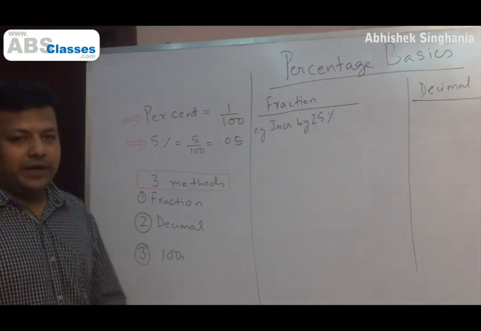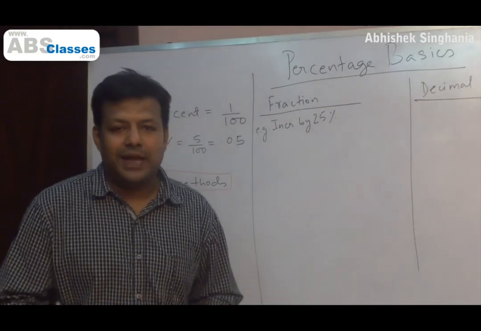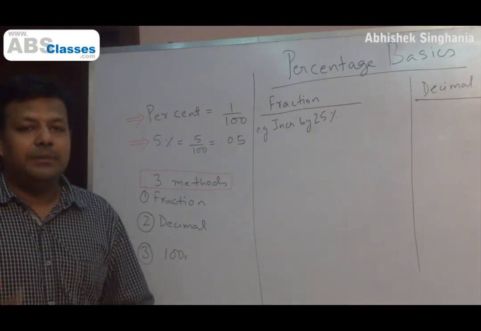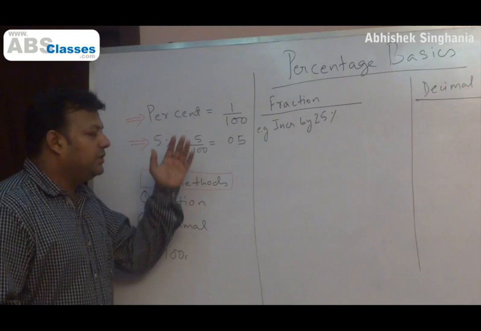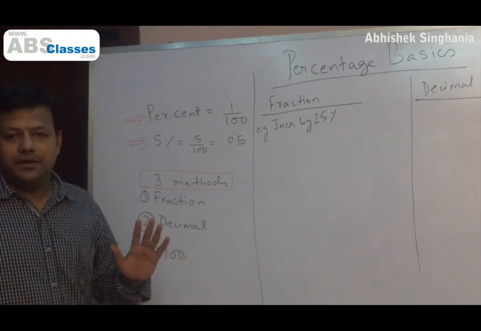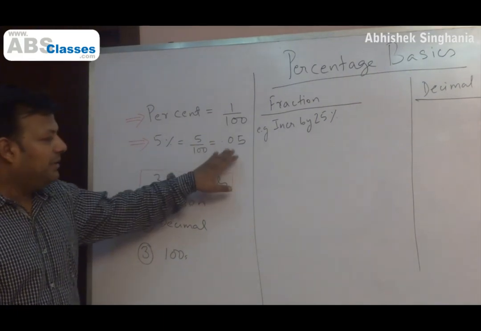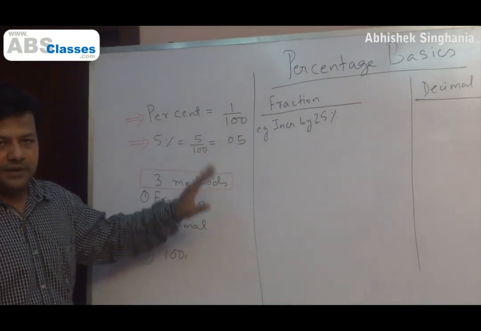Alright, so we have already done percentage in speed maths, how to calculate and all. But to solve percentage questions in CAT, we need to have a deeper understanding. Percent, as we all know, is basically division by 100. So 5% would mean 5 by 100, which in decimal terms would mean 0.05.